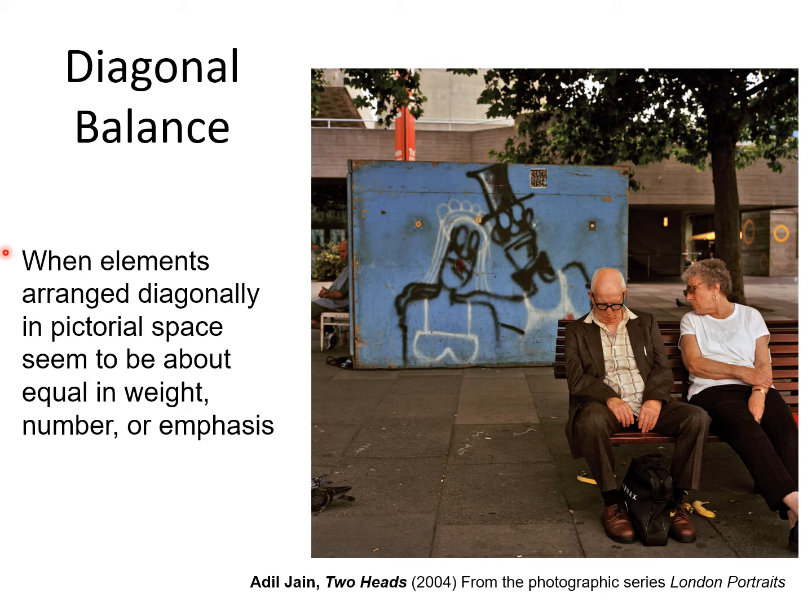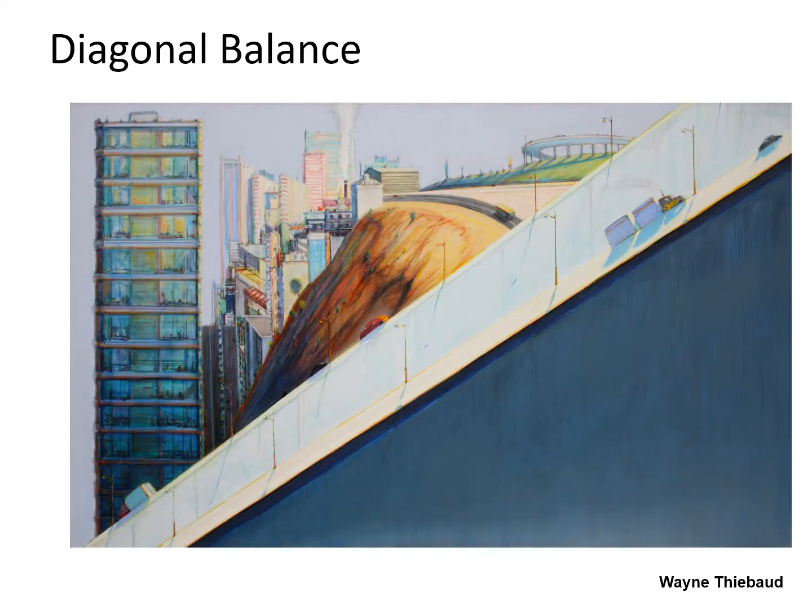Also kind of interesting is the way certain other forms mimic each other. In particular, this rectangular form of the wall right here, where these subjects exist, kind of mimics the rectilinear frame of the entire picture plane. This is an obvious example of diagonal balance, even though it's very asymmetrical in terms of the subject matter.